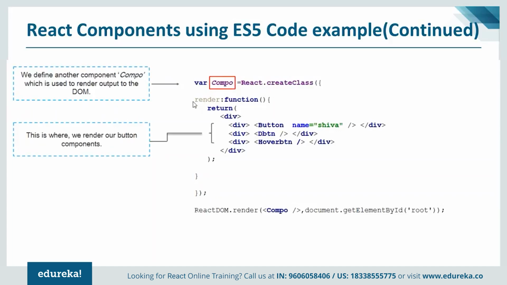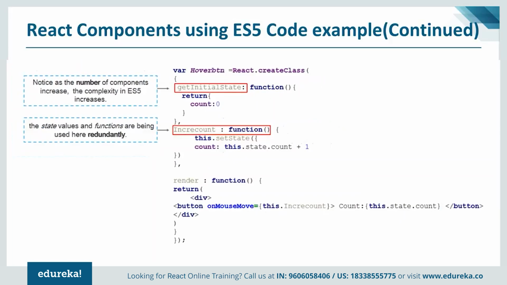And here I am using only one function, which is render, since it is the only required function in an ES5 class. So what we are returning over here, we are returning three divs having three buttons. And finally, I'm saying that ReactDOM.render, render this component wherever I want to render in my particular div on the page. So this is a complete, step-by-step code example.